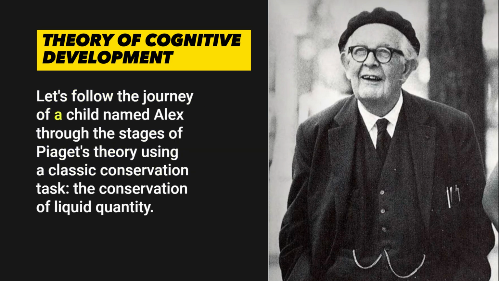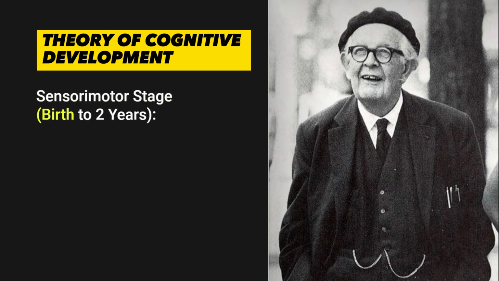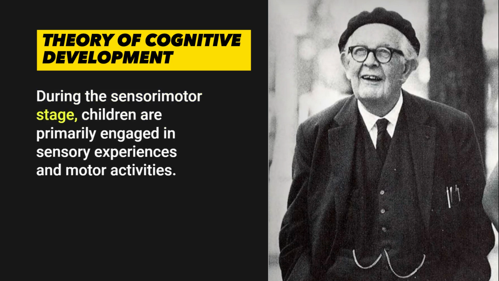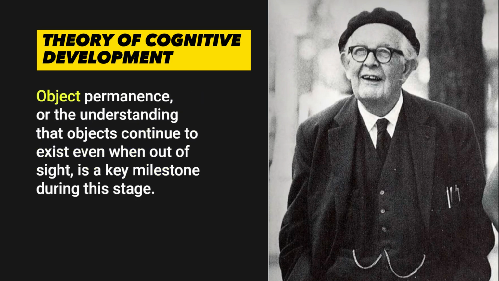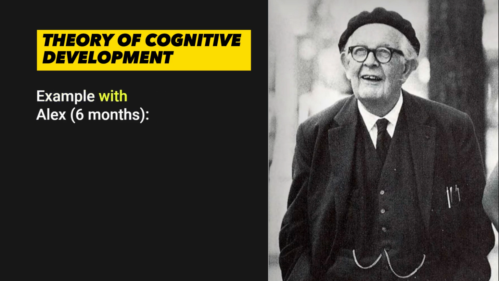Let's follow the journey of a child named Alex through the stages of Piaget's theory using a classic conservation task, the conservation of liquid quantity. 1. Sensorimotor Stage. During the sensorimotor stage, children are primarily engaged in sensory experiences and motor activities. Object permanence, or the understanding that objects continue to exist even when out of sight, is a key milestone during this stage. Example with Alex.